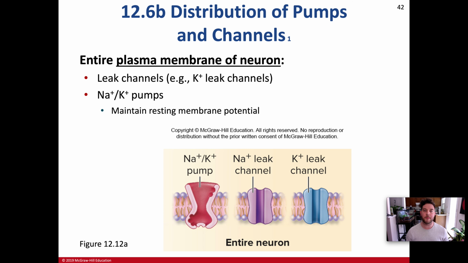Okay, so how are these pumps and channels distributed throughout the plasma membrane of a neuron? Because we'll see that there are different parts of the neuron, and they all are going to function slightly differently. And form follows function, so they have different channels and pumps. The entire plasma membrane of the neuron is going to have leak channels, those potassium and sodium leak channels. It will also have sodium and potassium pumps, and we'll say this over and over again, the sodium and potassium pumps are there to help maintain that concentration gradient. We'll see they only contribute a small amount to the resting membrane potential, but it's that concentration gradient that they really help with.